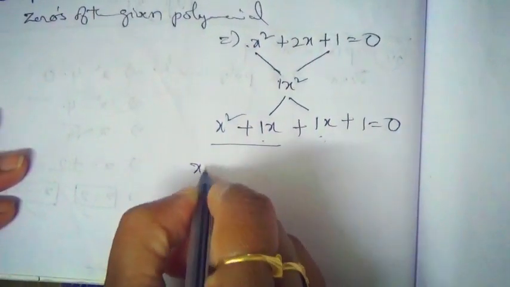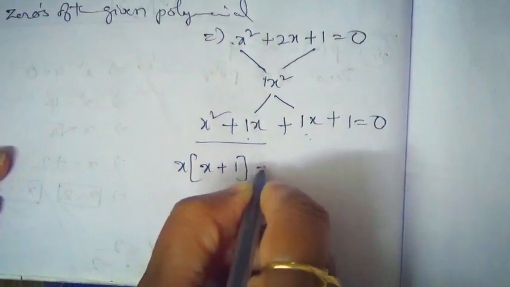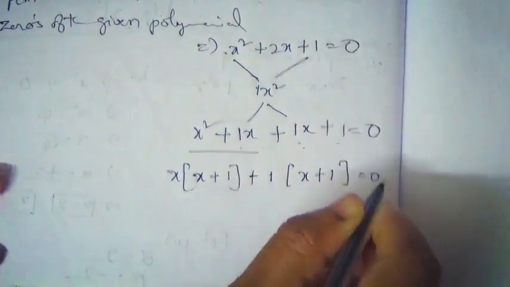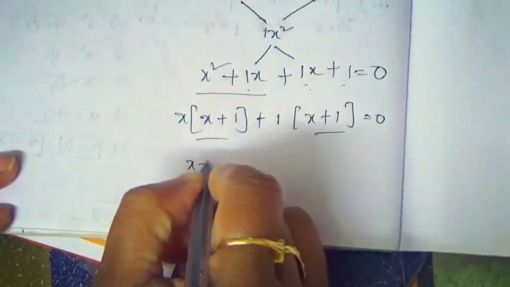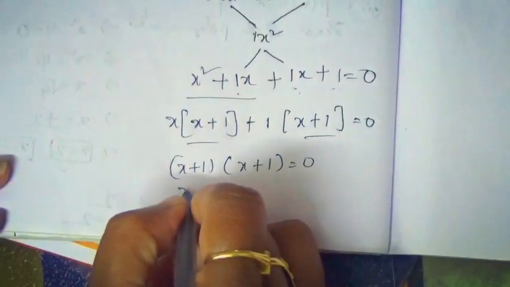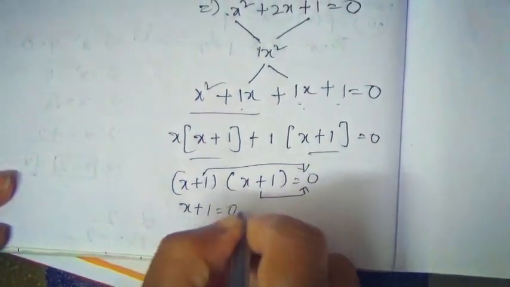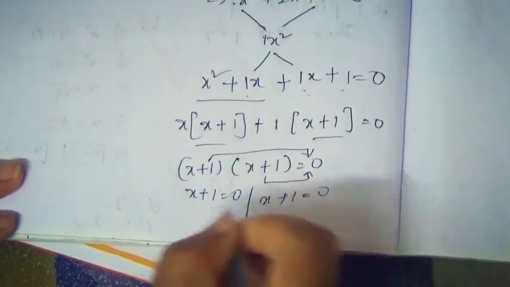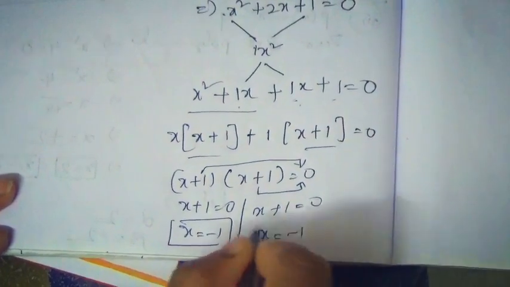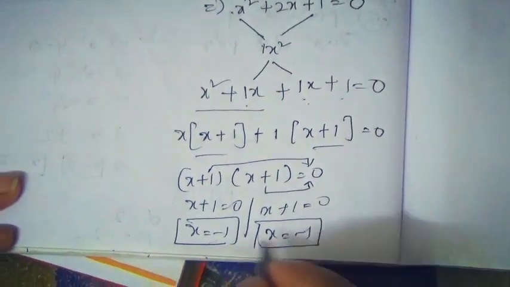From the first two terms, I want to take x as common, that is x plus 1. From the last two terms, I want to take 1, that is x plus 1, that is equal to 0. So from these two, x plus 1 is equal to 0. You just equate these two terms. x plus 1 is equal to 0, so x is equal to minus 1, x is equal to minus 1. That's it. These two are the zeros.